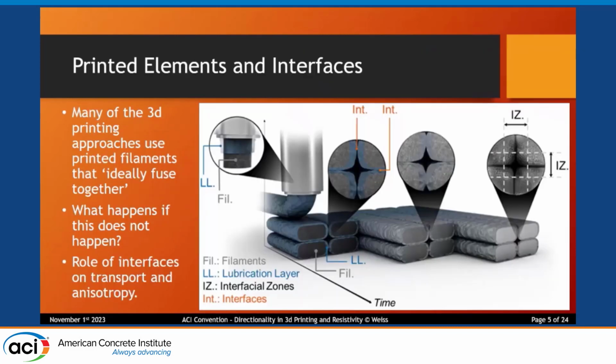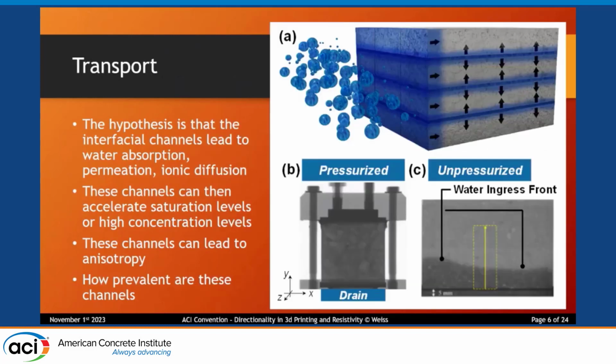So the basic idea here is that many of the printing technologies that are out there are extrusions of filaments, and those filaments get extruded and laid down next to each other. We believe that there is a film that goes around the outside edge of these filaments that tends to be more porous. It's a lubrication layer, and it's created by the flow of the material that comes out of the nozzle. We also know that these materials may not completely come together, and they may leave interfacial zones. So the question is, one, do these materials ideally fuse together? What happens if they don't, and can we detect it if they're not fusing together?